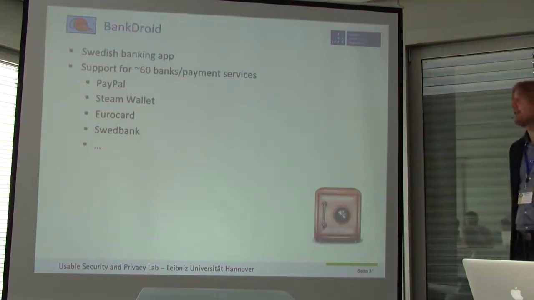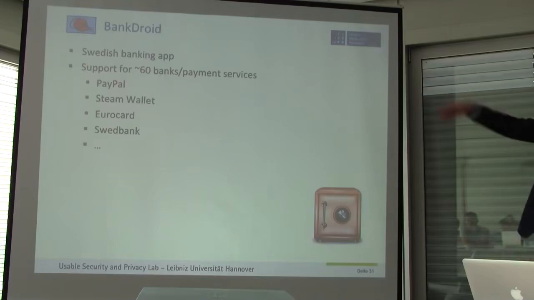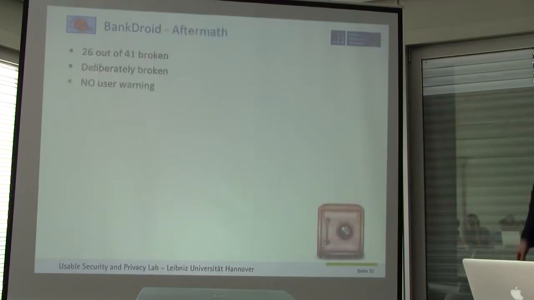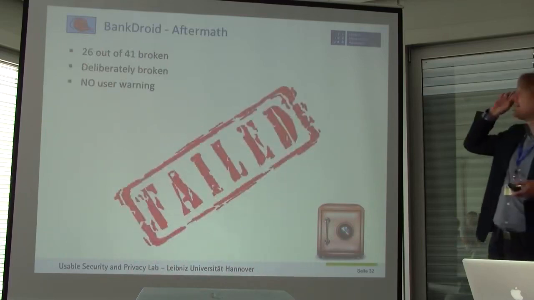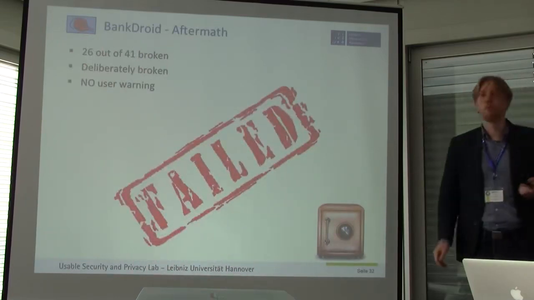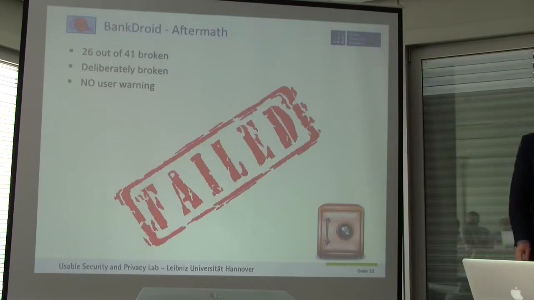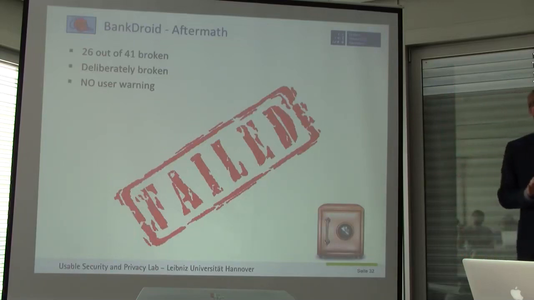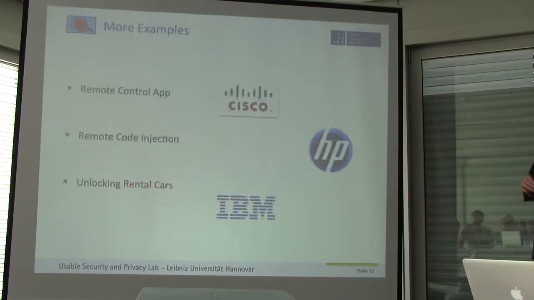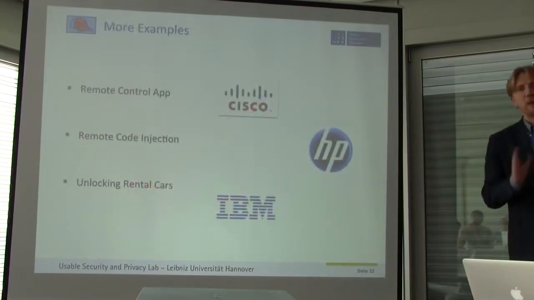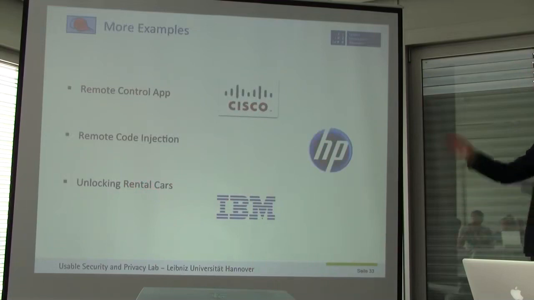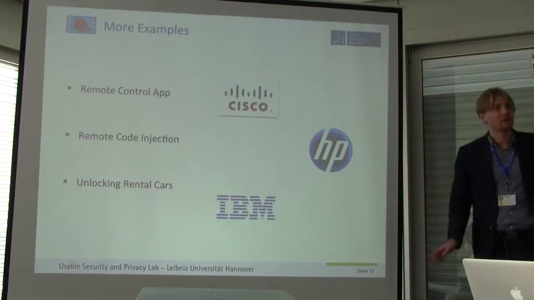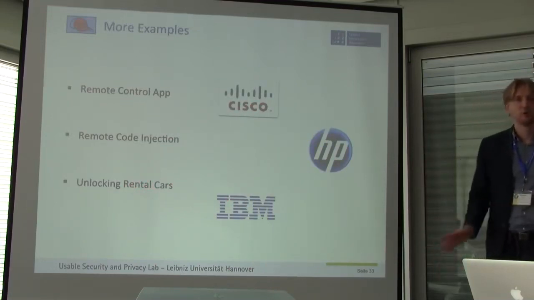So there's an app which does online banking for over 60 banks, and PayPal, Steam Wallet, Eurocard, all sorts of stuff, and has plugins for different banks and different accounts. And 26 of the 41 accounts you could access were broken, and there was no user warning. So they hid all errors which came, and we found apps which would allow us to remote control the apps, remote code injection, we could unlock rental cars. There's a whole host of stuff.